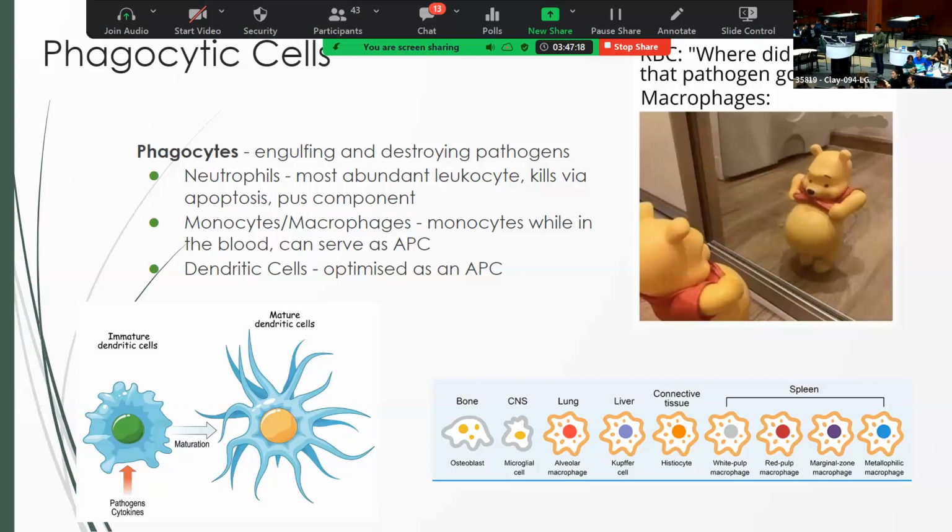The macrophages, it's a bit confusing what the difference between monocytes and macrophages is, but when they're in the blood, they're called monocytes. And when they enter your tissue, they're macrophages. And on the bottom right corner, I think it's pretty cool that macrophages are everywhere and are called different names depending on where they are in the body. So you know the osteoclast, maybe you learned about this already, but that's also a form of macrophage that resorbs the bones.